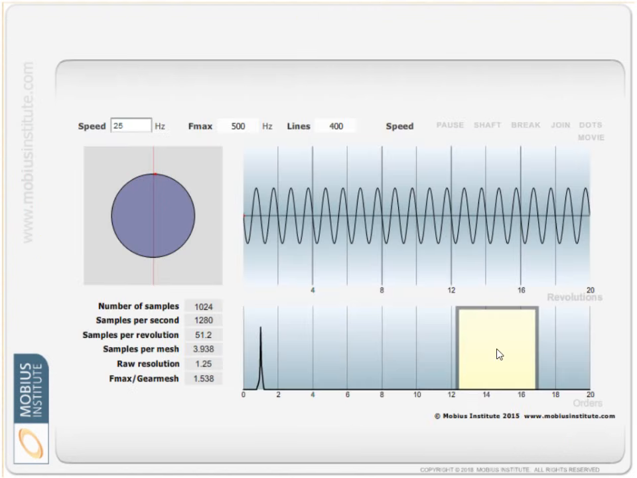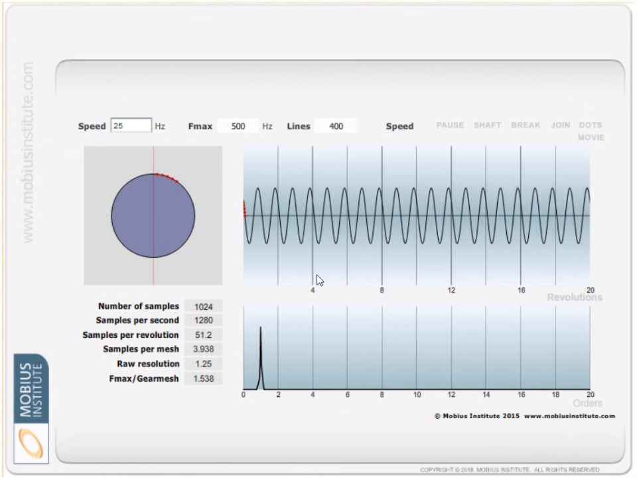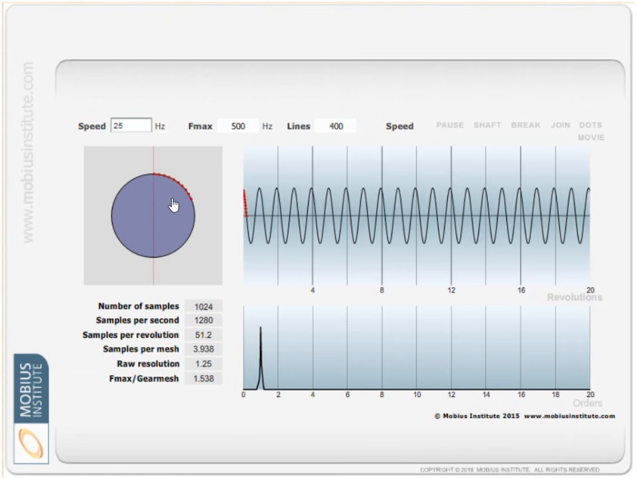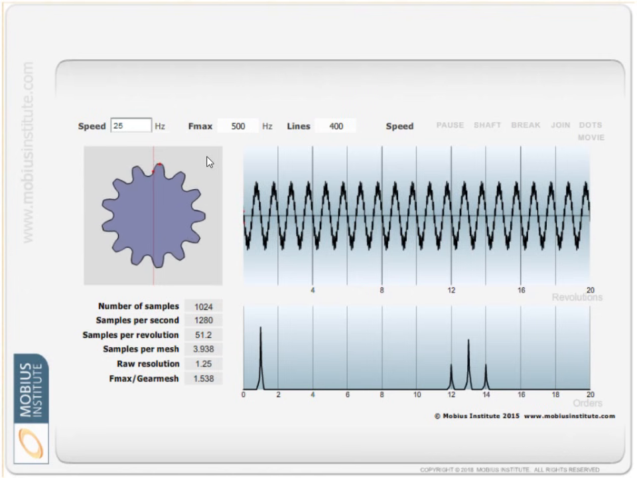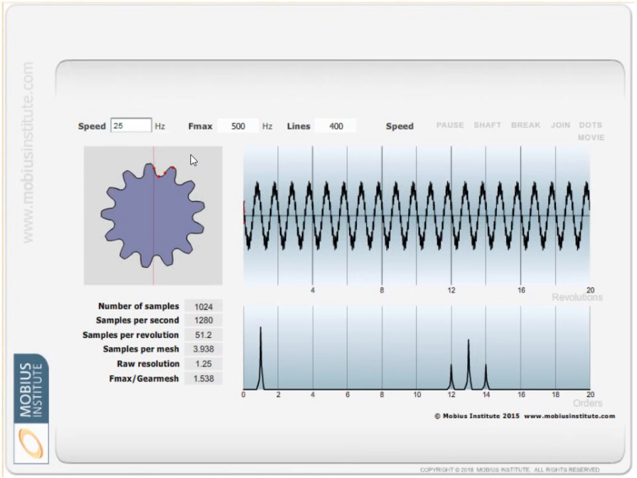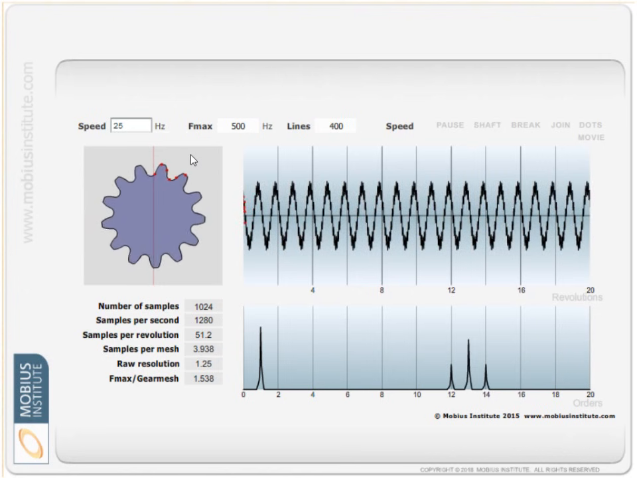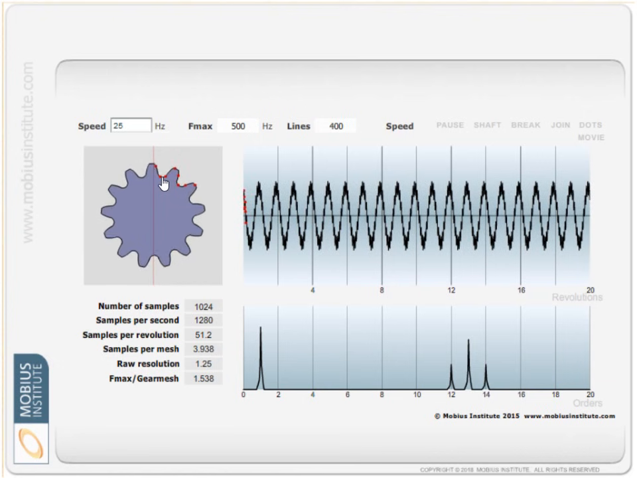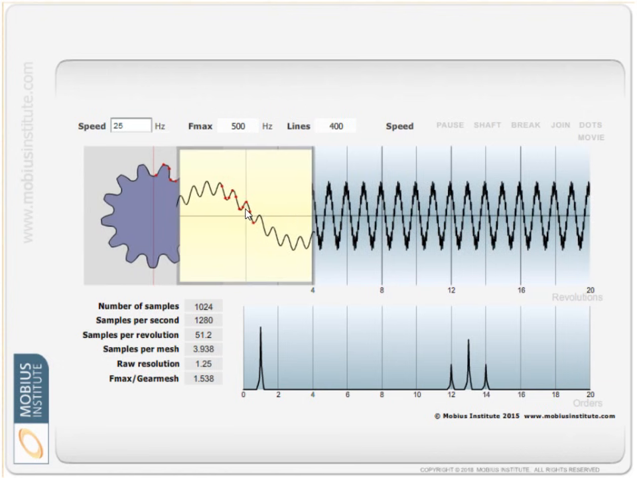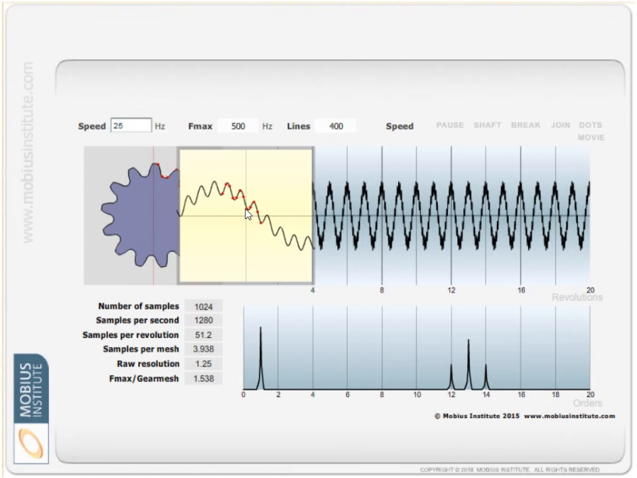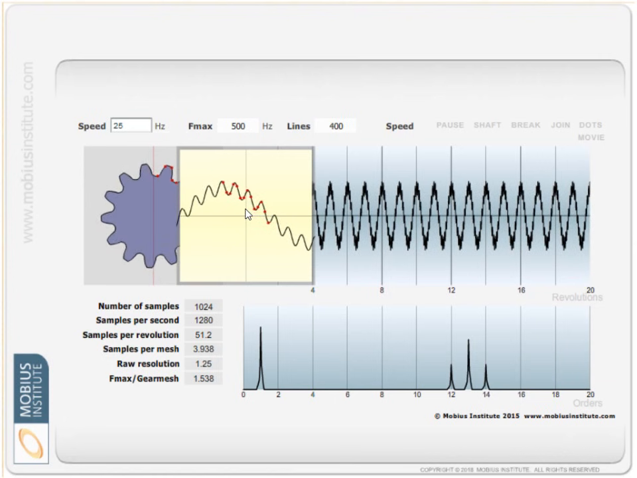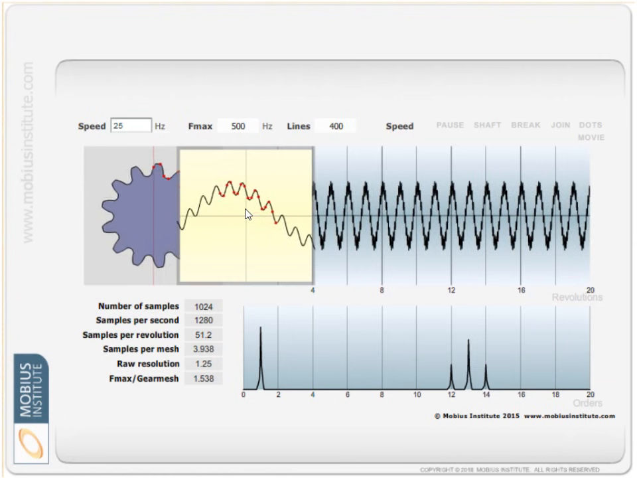Now, I hope this isn't too confusing. I'm getting into a bit of detail. But if you look at this closely, the idea of this is a shaft turning, or if it's easier, this is a gear turning. And the vibration analyzer is taking a sample of the vibration from the sensor with a certain time interval based on that Fmax setting.